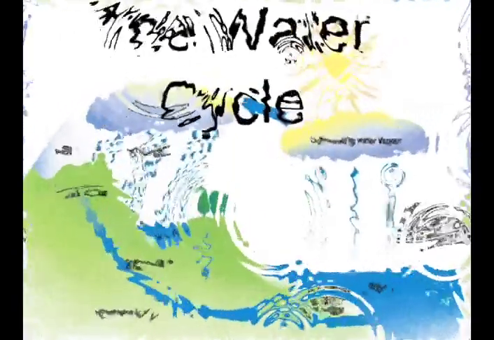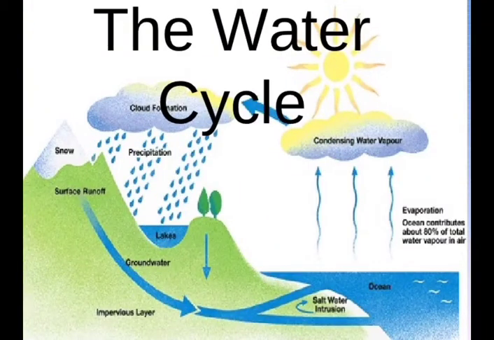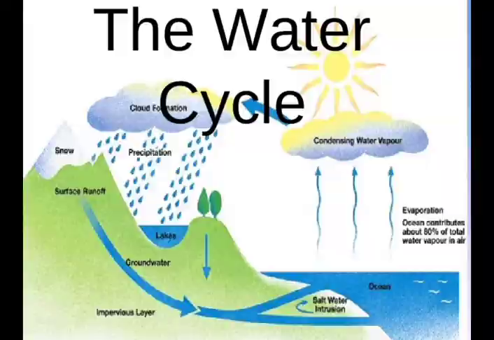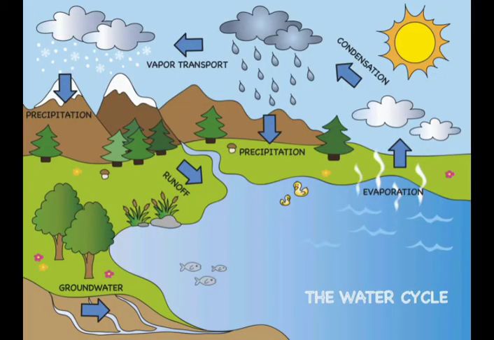The next topic is water cycle. Water cycle is also known as the hydrologic cycle or the H2O cycle. This cycle describes the continuous movement of water on, above, and below the surface of the earth. The heat of the sun causes evaporation of the water from the water bodies in huge quantities.